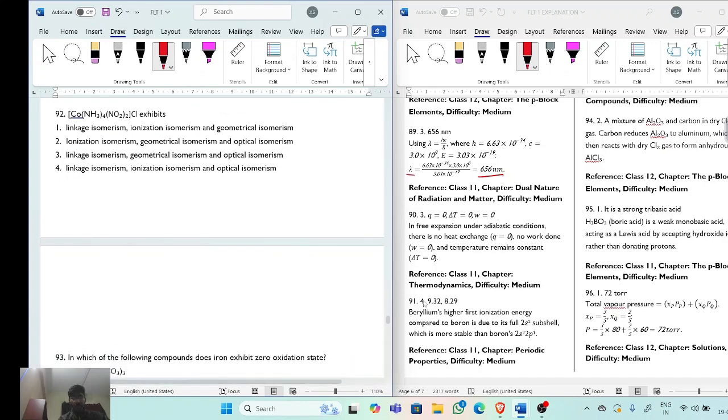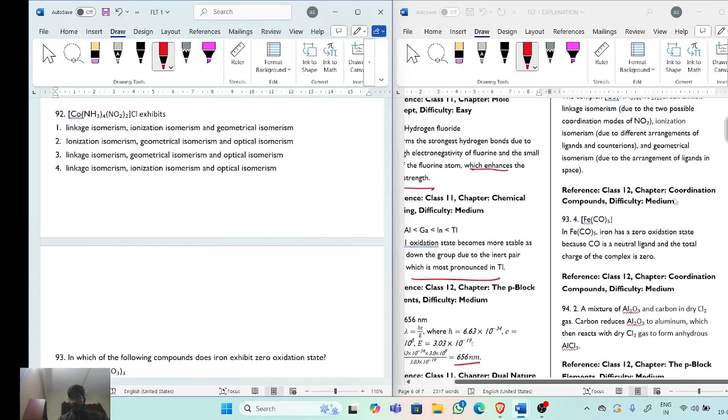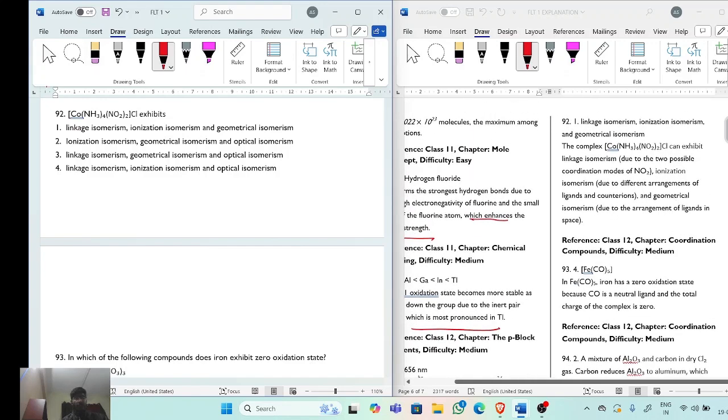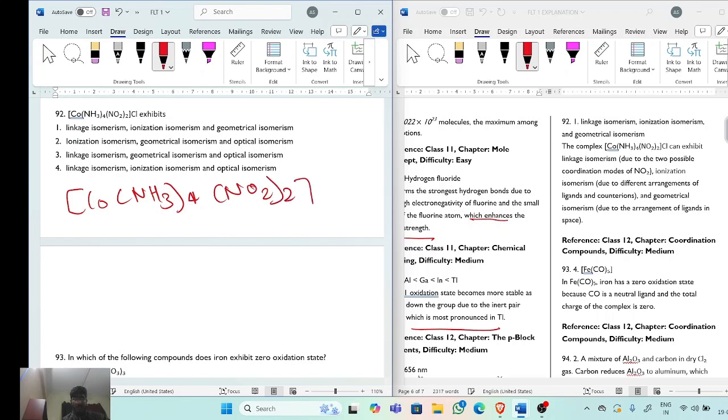Now let's come to question number 92. The given compound is Co(NH3)4(NO2)2 Cl. We have to find how many types of isomerism this compound can show. First of all, chlorine is present outside the complex, so it can show ionization isomerism.